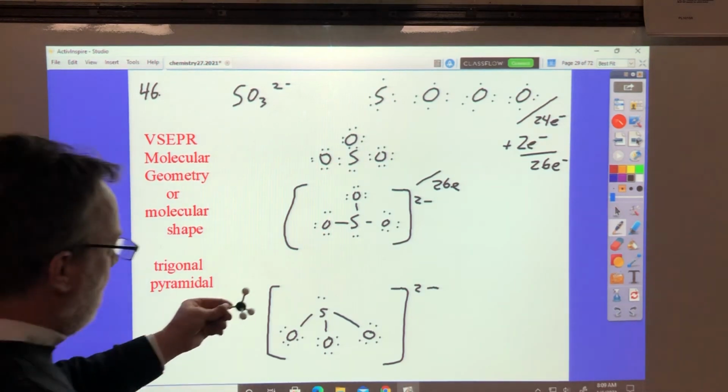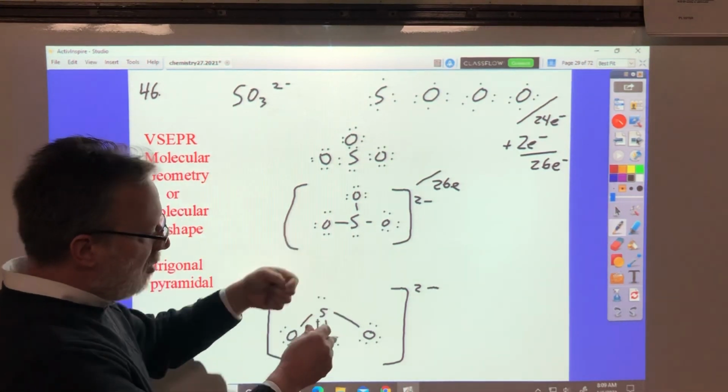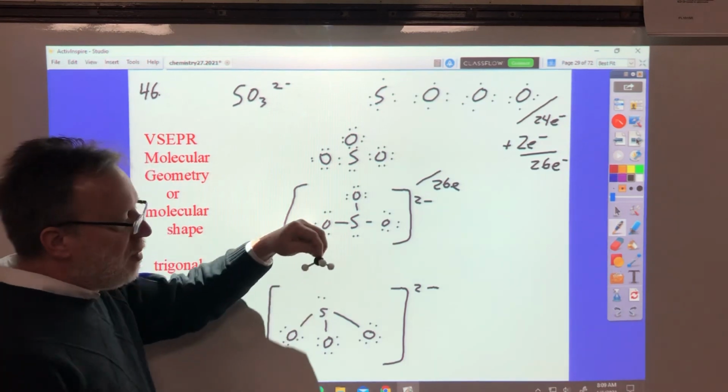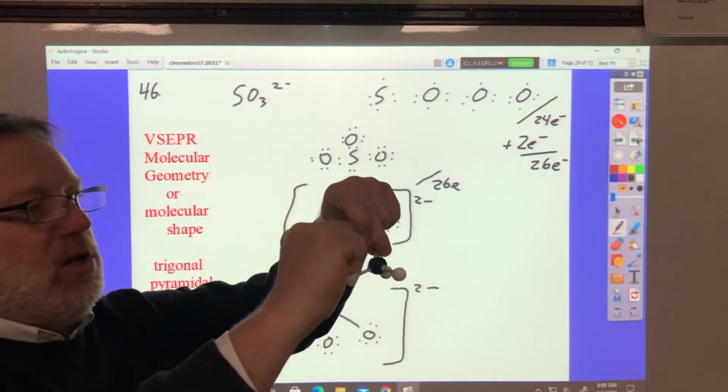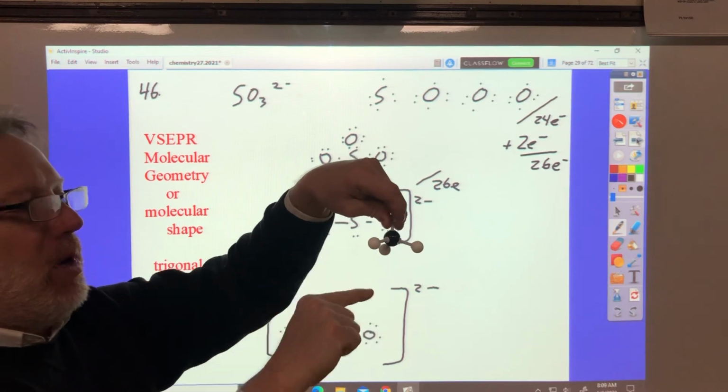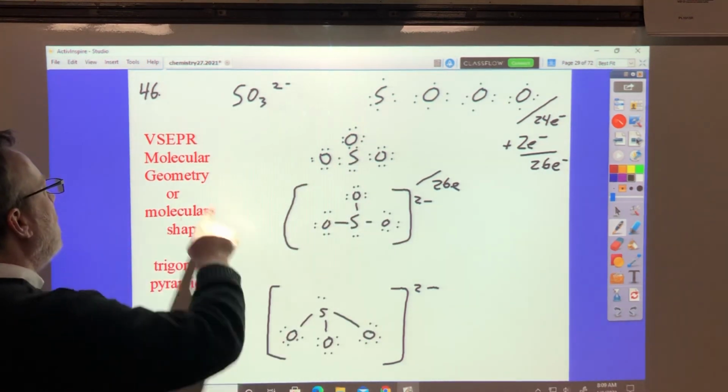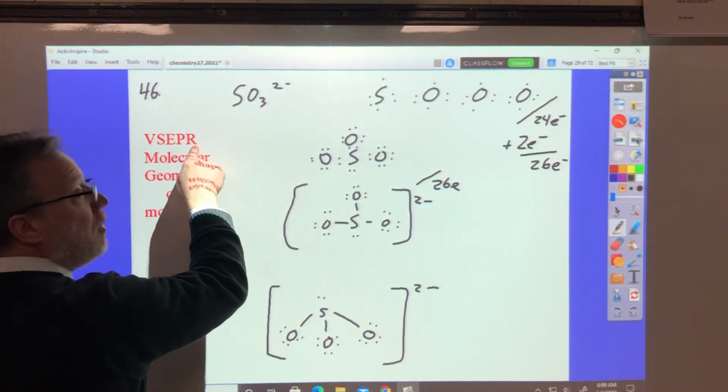So it looks like so, with one of these removed, and I've got an electron pair, lone pair up top, and they push these other electrons and these other pairs down. That's what's called valence shell electron pair repulsion theory.